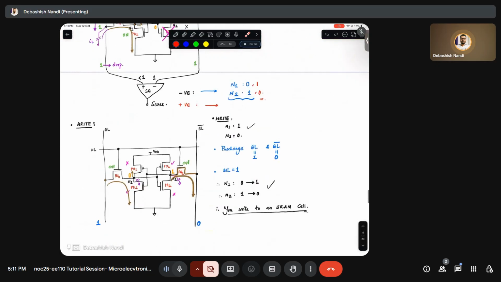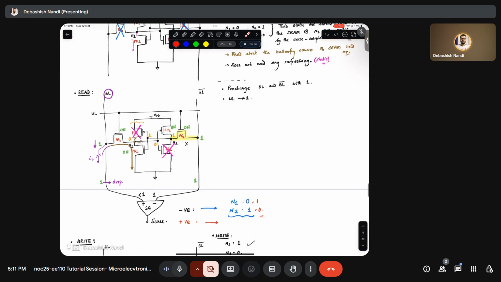And then we have started with the read operations. In read operations, we need to pre-charge the bit lines both to 1. And then we just connect your WL to 1, and you can see that in this case, PU1 and PD2 will be off because earlier I assumed that at the N1 node we had 0 and at the N2 node we had 1. So this bit line will get discharged through the PD1 transistor, and this will not have any effect.